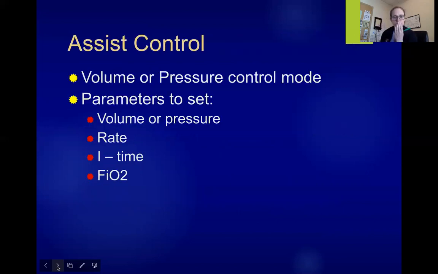So the first mode that we're going to talk about is assist control. It can be set at either volume or pressure. And the parameters that you will set on the ventilator are volume or pressure, your rate, your I time, and your FiO2.